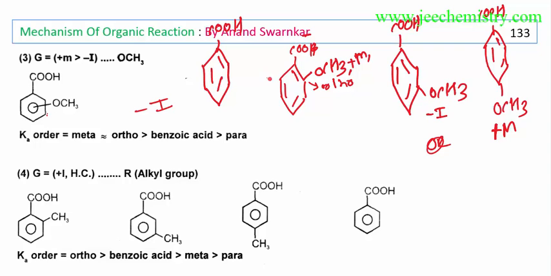Now this group provides a plus M effect and also a minus I effect. The minus I effect stabilizes the conjugated base, so this will be more acidic than this compound. This is the meta position, this is the para position, this is the ortho position. So the meta position will be more acidic than the para position. The meta position is more acidic than the para position.